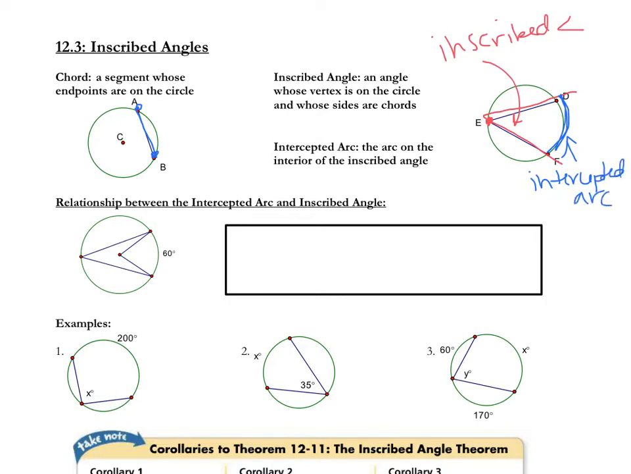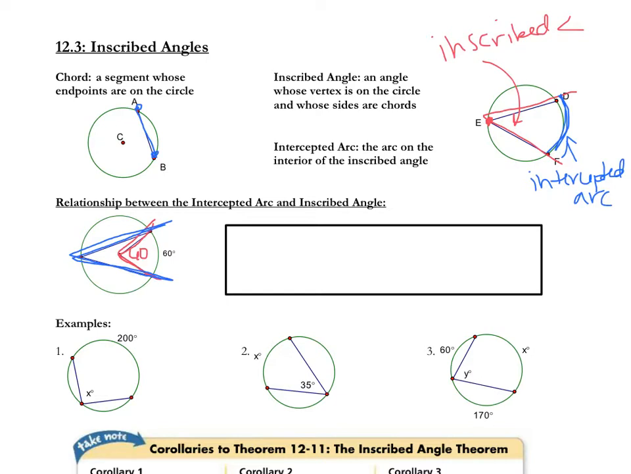And the next thing we want to look at is what the relationship is between the inscribed angle and the intercepted arc. So if you think back to a couple chapters ago, when we found this central angle here, we knew that that's equal to whatever the arc is, so that would be 60 degrees. But if I want to find the inscribed angle, that one goes a little bit further out, it gets a little bit smaller, it's stretched out a little bit more.